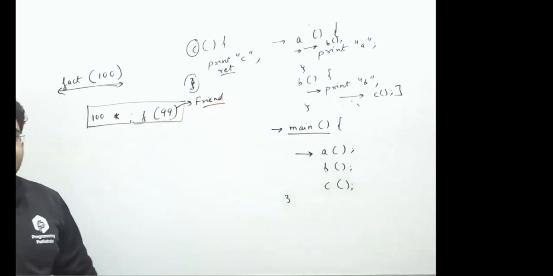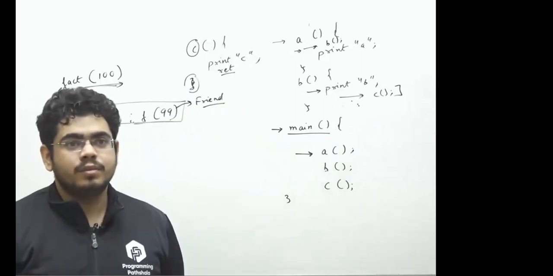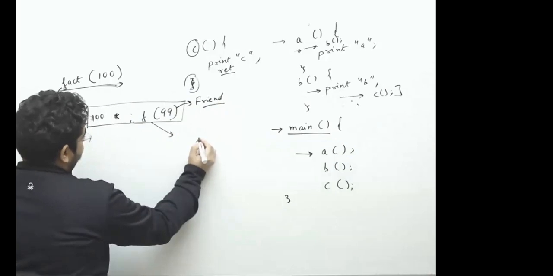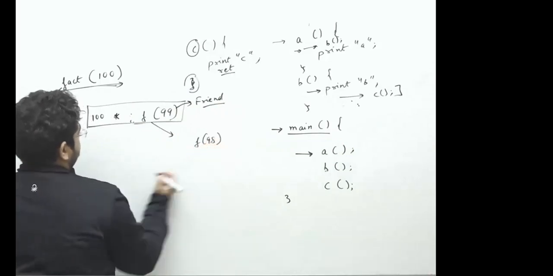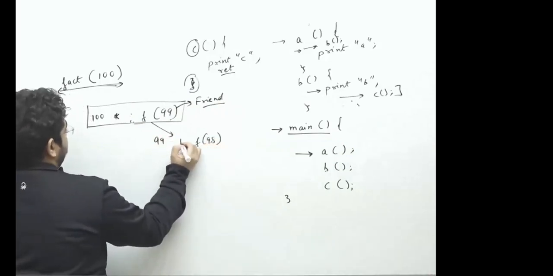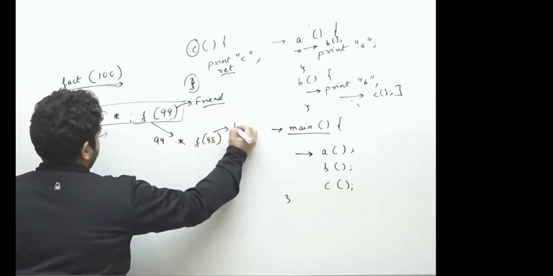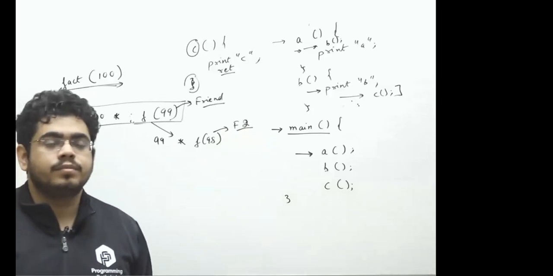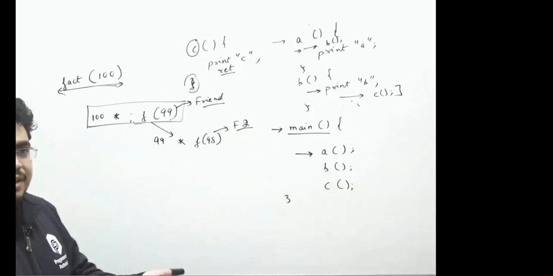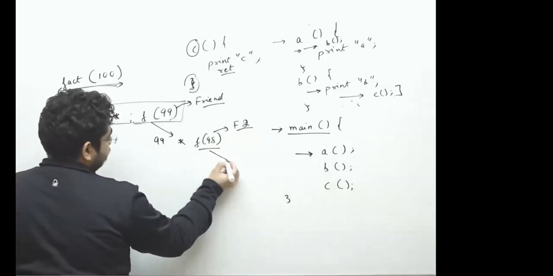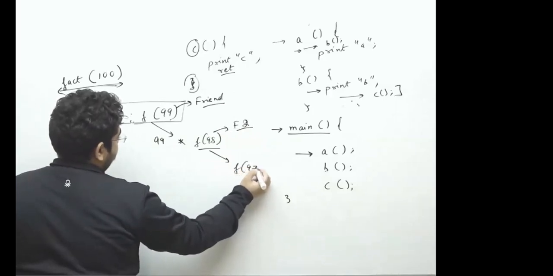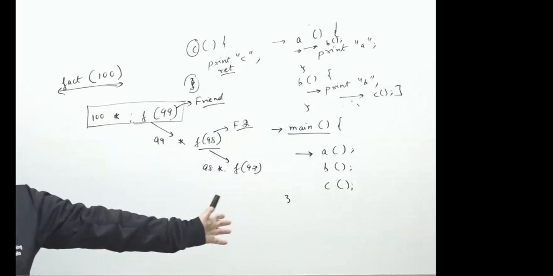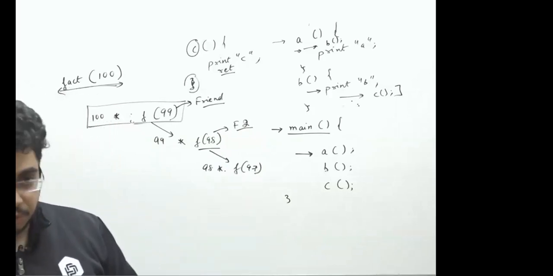Okay. Now your friend is just like you. He will say, I'll give factorial of 98 to another friend and multiply 99 by it. Okay. And all the friends are similar in fashion. They say, I'll give 97 to another and multiply 98 with it. Am I making sense? Yes or no?